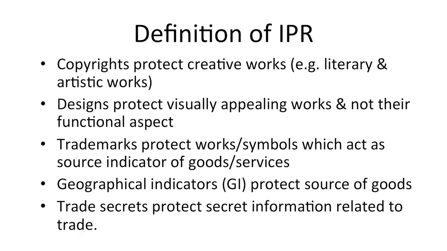Trademarks are used to protect words and symbols that can be attributed to trade. Geographical indications can be used to indicate the origin of certain goods. Trade secrets can be used to protect information relating to trade which the owner of the information wants to keep as a secret.